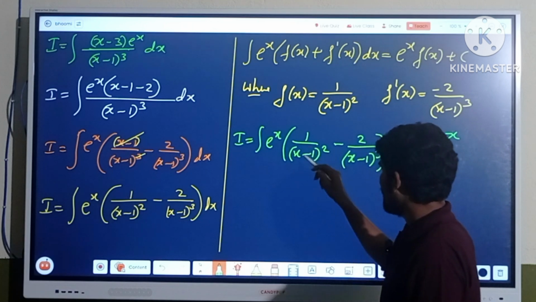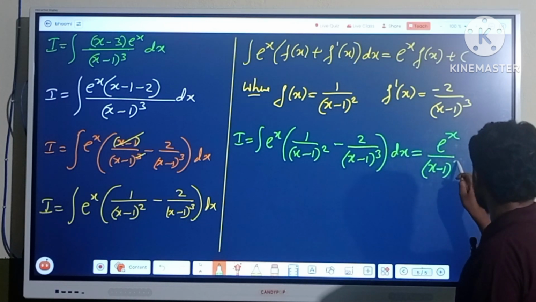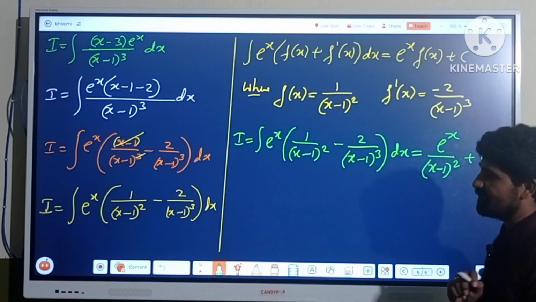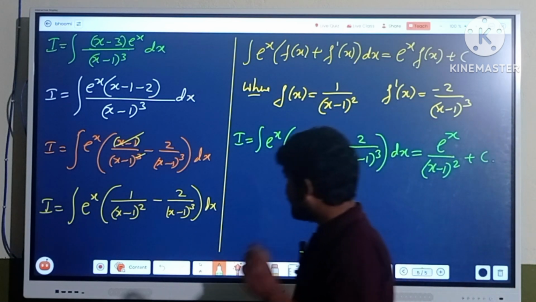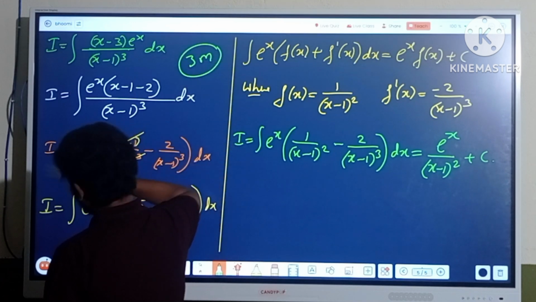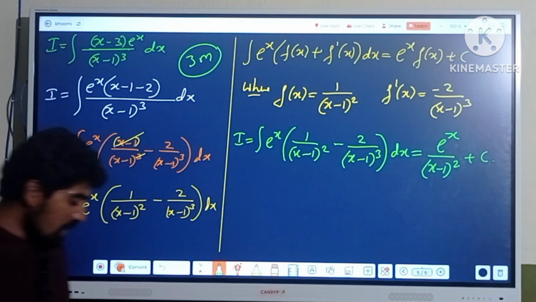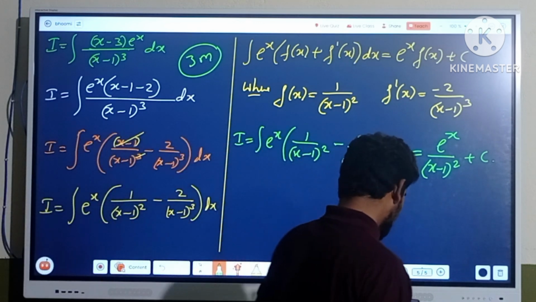What is f(x)? 1 divided by (x minus 1) whole square plus integral constant c. I hope all of you understood, and this question is also important for 3 marks. This question was also asked in your annual examination for 3 marks. So let us consider one more example.